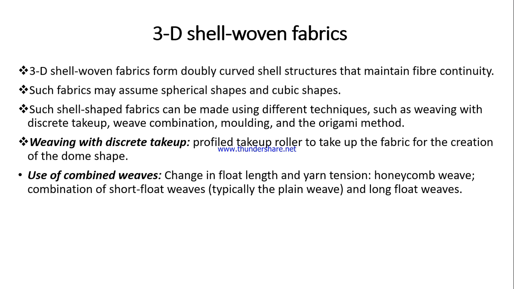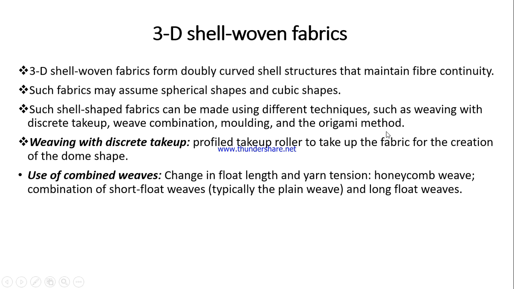There will be no cutting or stitching of the yarn and fibers. Such fabrics may assume spherical shapes and cubic shapes. So spherical shapes and cubic shapes are produced by using this type of architecture. Such cell-shaped fabric can be made using different techniques such as weaving with discrete take-up, weaving combination, molding, and origami method.